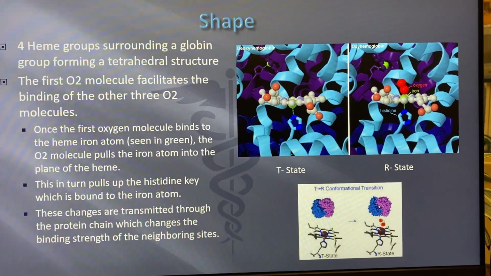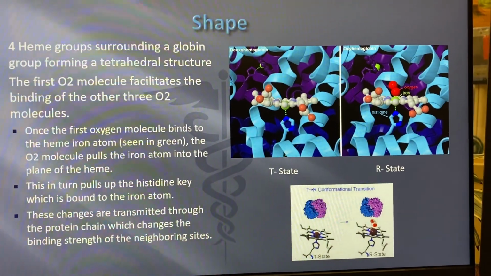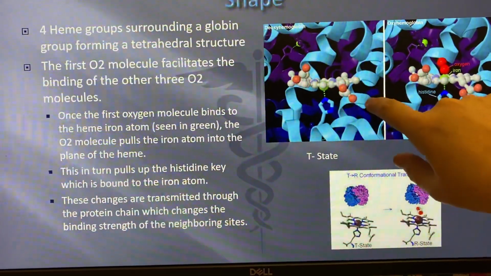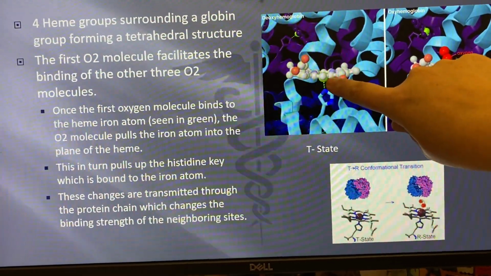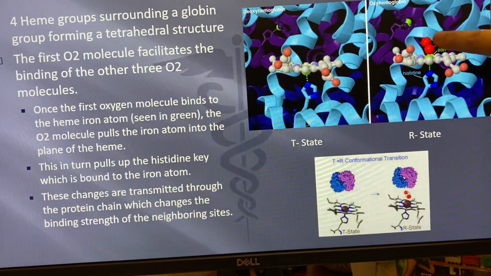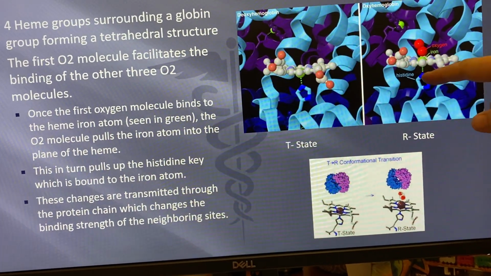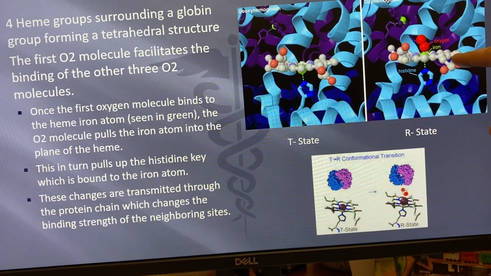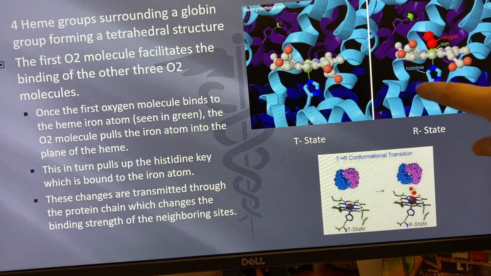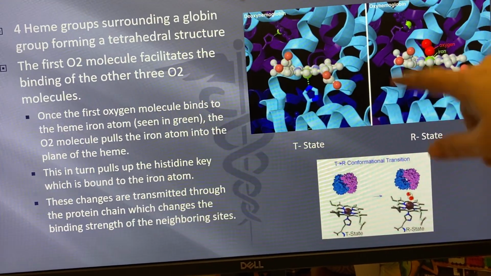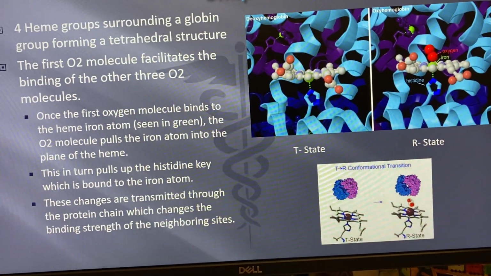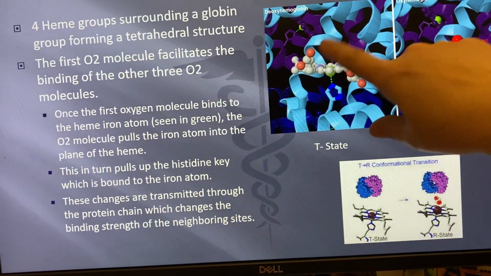So once the first oxygen molecule binds to the heme iron atom. Here is a deoxygenated heme, and you can see the iron atom there bound to the histidine here. As the oxygen binds to the iron, it lifts the iron up to the plane of the heme. That in turn pulls that histidine up, and that change is transmitted throughout the protein chain, which changes the binding structure of the neighboring sites. So you can see here, this is what's called the T state.